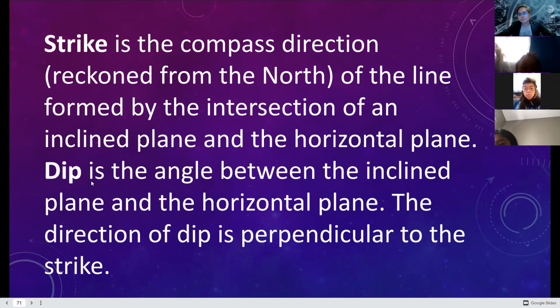Dip, okay? These are the basic terminologies. Dip is an angle between the inclined plane and the horizontal plane, okay? The direction of dip is perpendicular to the strike, okay? Dip.